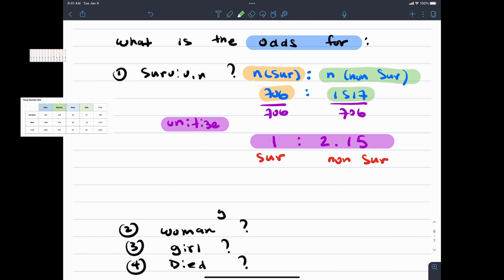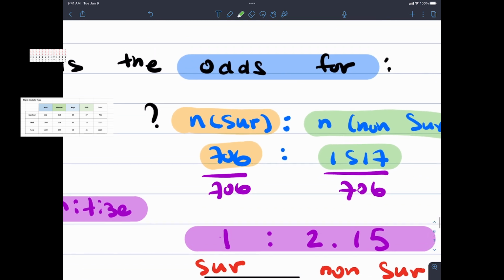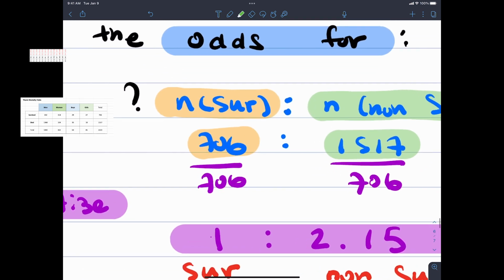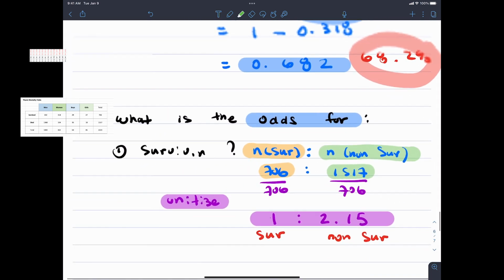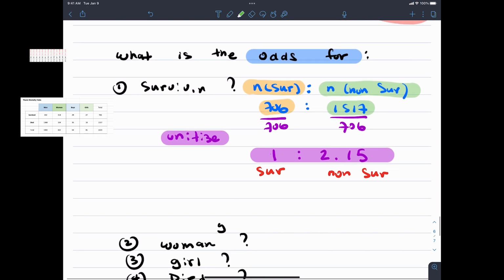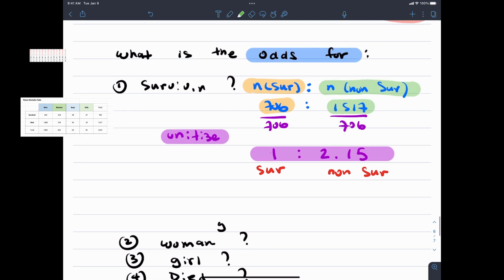The probability definition is N of X. So if they ask you a different question, it's a different definition. Well, what's the question? It's right in here. What's the question? The odds for what? For surviving. If they ask a probability question, what do you guys use? The probability definition.